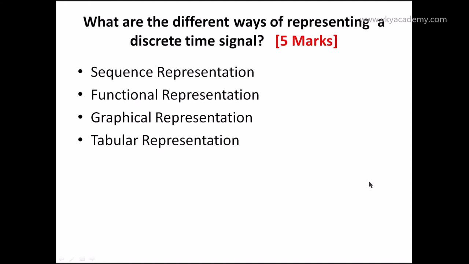The first one is sequence representation, second one is functional representation, third one is graphical representation, fourth one is tabular representation. So these are the 4 types of representation for a discrete time signal. If in a semester examination you find the complete explanation of this particular topic, then it is a 5 marks to 8 marks question.